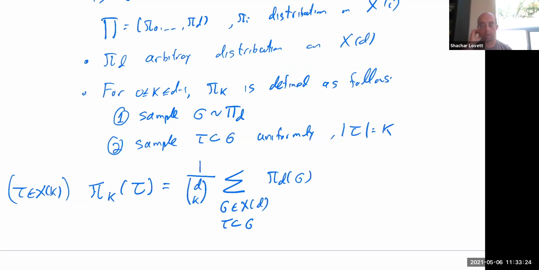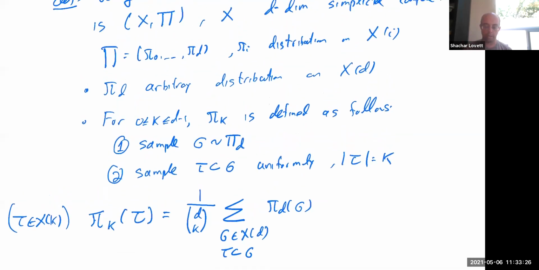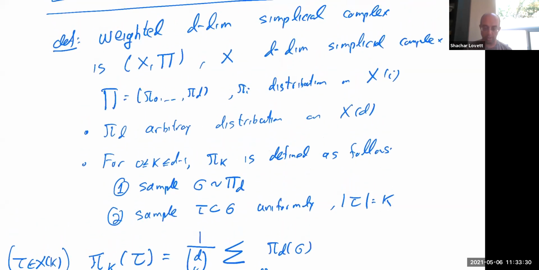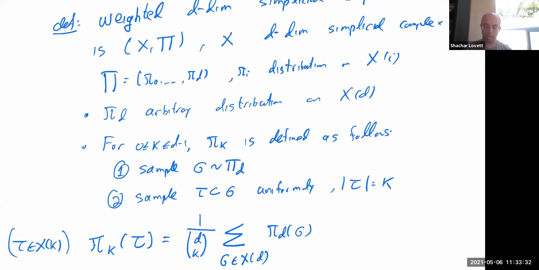Okay, so that's going to be our definition of a weighted D-dimensional simplicial complex. Again, just to repeat it, you start with a D-dimensional simplicial complex. You put some arbitrary distribution on its top level faces, its D-dimensional faces, and then you induce from it the distribution of all the lower dimensional faces by this type of sampling process.